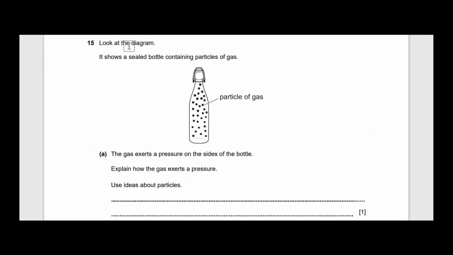Next, question 15. Look at the diagram. It shows a sealed bottle containing particles of gas. The gas exerts a pressure on the sides of the bottle. Explain how the gas exerts a pressure. Use ideas about particles. 10 seconds.